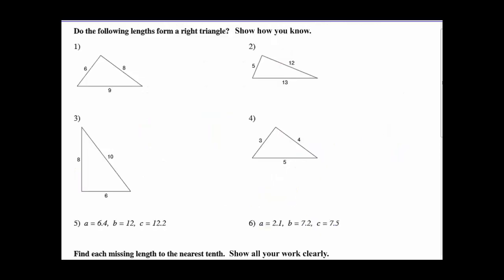Good job. Alright, you're going to hit pause in a second. You're going to do these next 2 pages. Look at the following lengths forming a right triangle and finding missing sides. Make sure you round to the nearest tenth. Show all your work. Go ahead, hit pause.